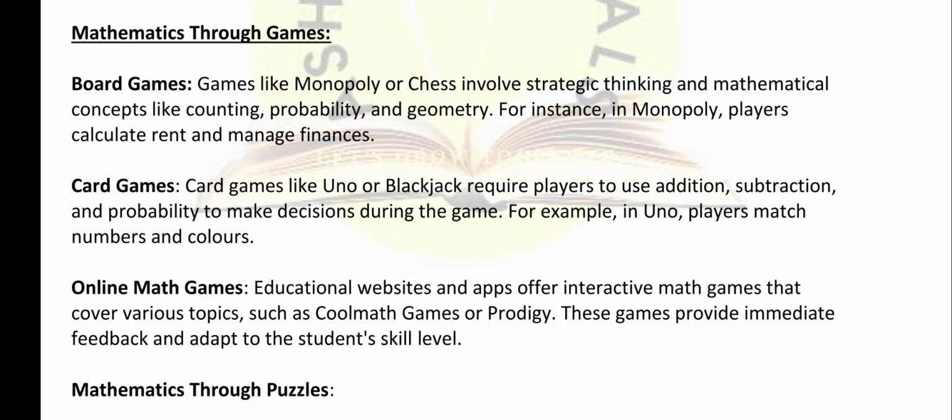Now, card games like Uno or blackjack require players to use addition, subtraction and probability to make decisions during the game. For example, in Uno, players match numbers and colors. See, there are different cards. Generally we call it tash, right? Tash or cards. So there are also other cards like Uno. Uno is a very beautiful card game. I also love to play Uno, and I also have Uno cards in my house, and I enjoy it, and I believe you all will also enjoy. While playing cards, we make use of mathematics in addition, in subtraction, in probability, like what will be the probability of another number, another color. So we make use of that.